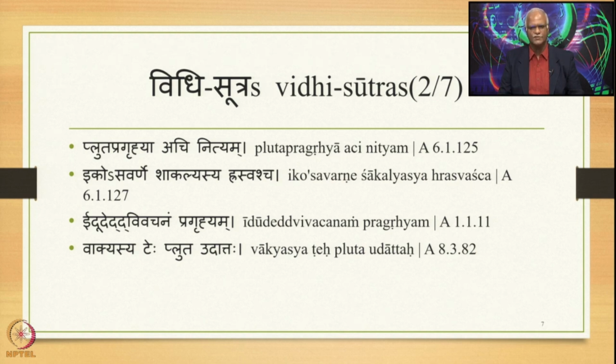Some of the sutras that we shall study in this subsection are Pluta Pragrihya Achinityam 6.1.125 and Iko Asavarne Shakalyasya Rasvascha 6.1.127. The Sutra 6.1.125 prescribes the absence of the sandhi with respect to Pluta and Pragrihya. And then we have sutras which describe what is a Pluta and what is a Pragrihya. Sutras starting from 1.1.11, Idude Dvivachanam Pragriham, define what is a Pragrihya, and sutras beginning from Vakyasya Tehe Pluta Udattaha 8.3.82 define what is a Pluta and where it all happens. They will be dealt with in this particular section.